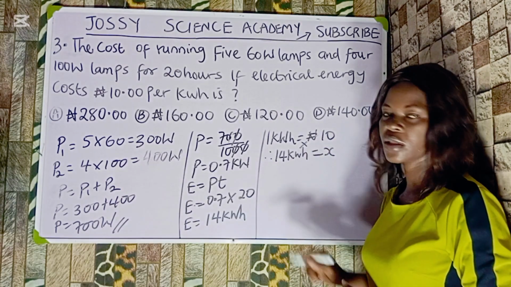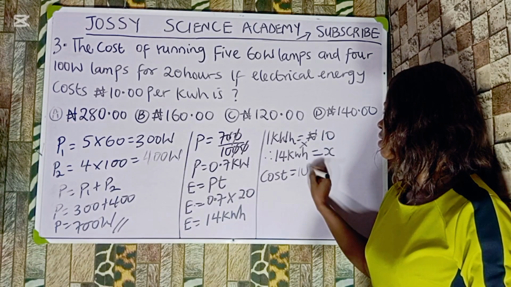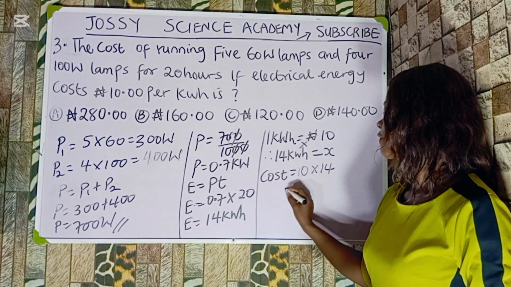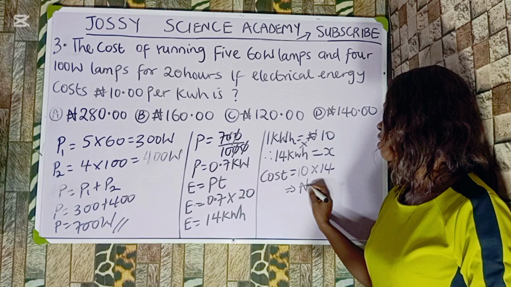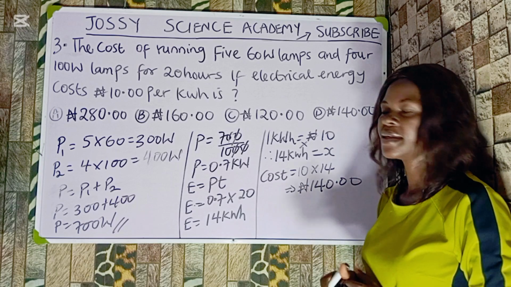Simply by saying cross multiply. Then the cost is equal to 10 multiplied by 14. That is going to give me 140 naira. Is that clear?